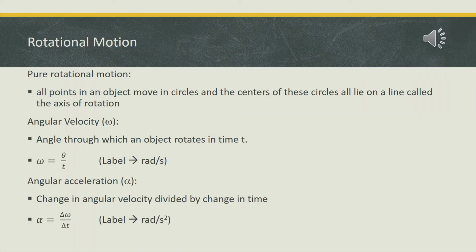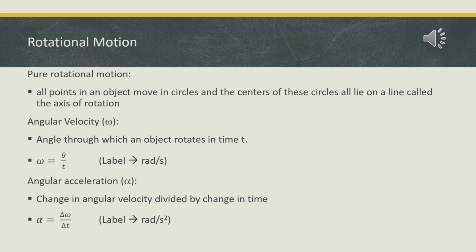Rotational motion, often referred to as pure rotational motion, is when all points in an object move in circles and the centers of these circles all lie on a line called the axis of rotation. That means that all of our things that we've been talking about, like velocity and acceleration, have to be a little bit different. And this is where the different thinking comes in. You notice I have there not velocity, but angular velocity, because it's velocity around a circle, and everything in the circle can be thought of as an angle.